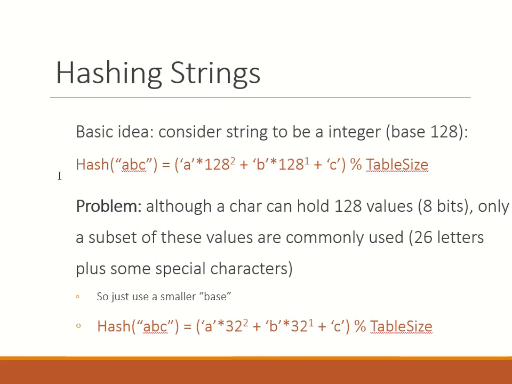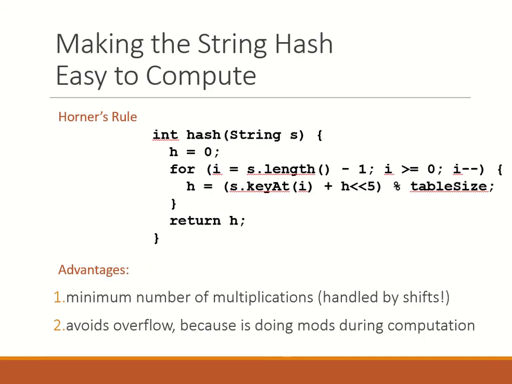So this is another example. Here you are not taking 27, you are taking 128. The ASCII value of the first character will be multiplied by 128 squared, the second character's ASCII value will be multiplied by 128, and the third character's ASCII value will be added as such. Then modulus table size. Since you are taking a much bigger value, this will result in better performance.